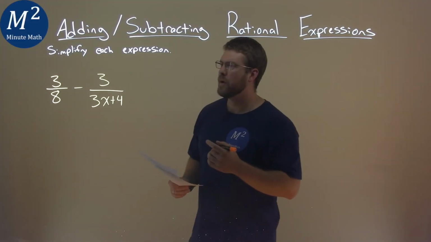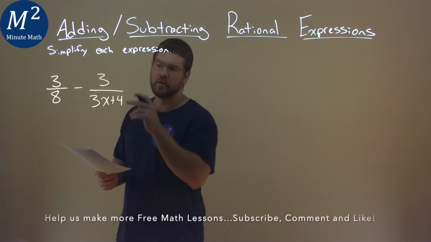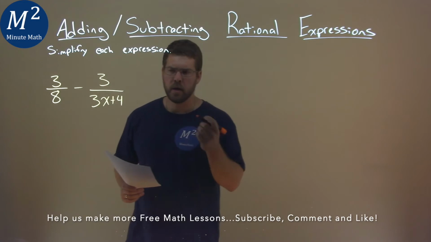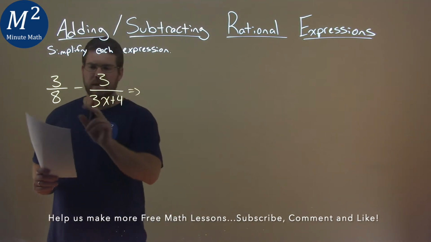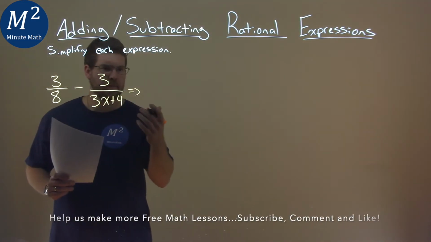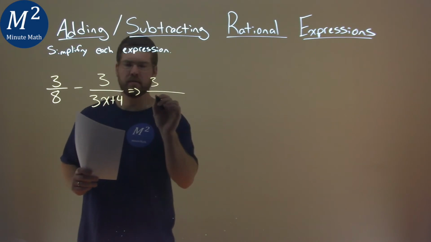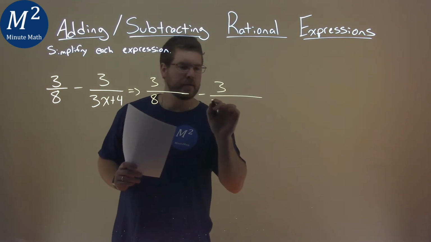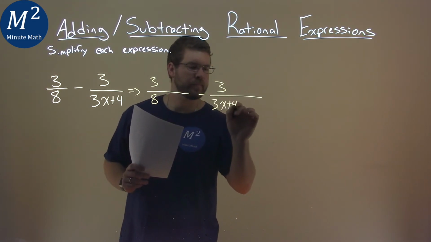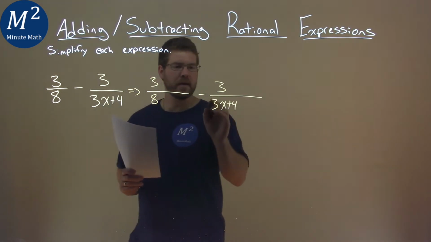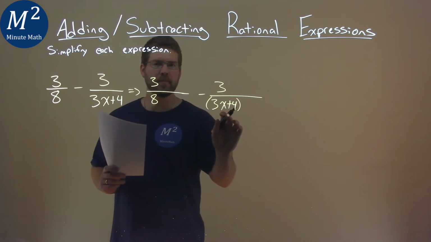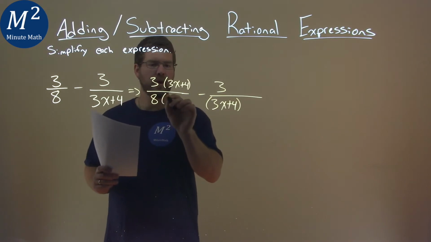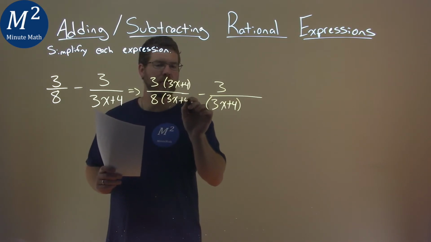We're given this problem right here, 3 over 8 minus 3 over 3x plus 4. We've got to simplify this expression. We do not have the same denominator here, so we need to get that. So I'm going to rewrite this 3 over 8 minus 3 over 3x plus 4. And what I'm going to do is take this denominator, 3x plus 4, and I'm going to multiply it by the numerator, 3x plus 4 here, and over itself in the denominator, 3x plus 4.